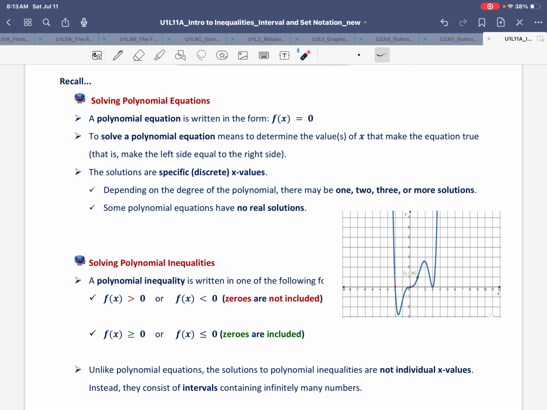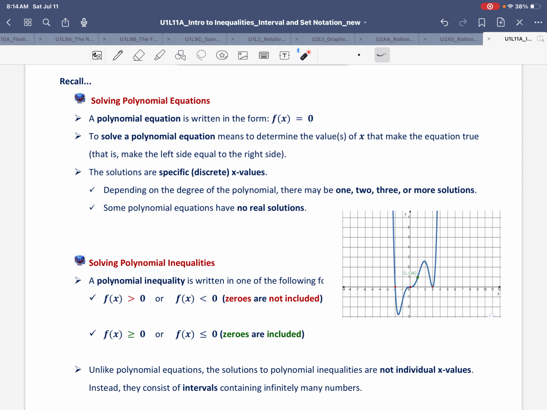Since we have already studied polynomial functions, we know that a polynomial can intersect the x-axis at 1, 2, 3, or even more points, and some polynomial functions may not intersect the x-axis at all. This tells us that the polynomial equation may have one solution, two solutions, three solutions, or several solutions, or even no real solutions. The important idea to remember, though, is that a polynomial equation always has a finite or a discrete number of solutions, and its solutions are individual values of x.